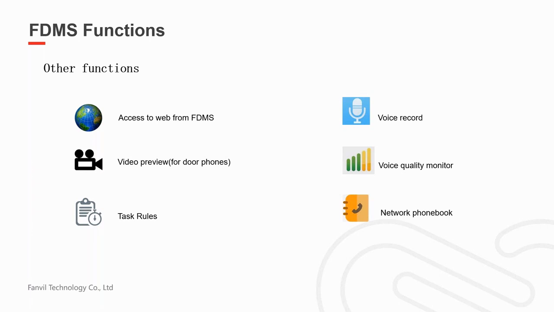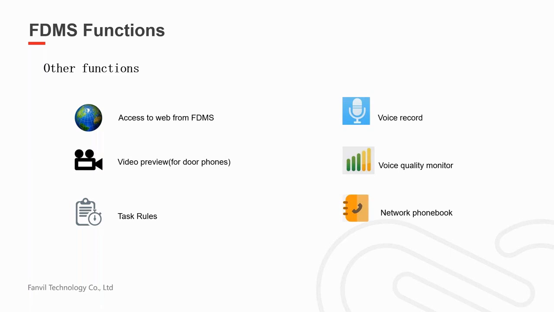And also we can support voice quality monitoring. It is realized by RTCP-XR. With this monitor function, you can get a voice quality warning if there is low or bad quality for calls. Then you can check what reason caused the bad voice quality, or how we can prevent bad voice quality for calls with FDMS.